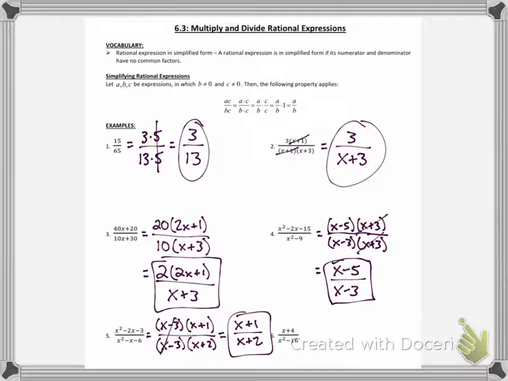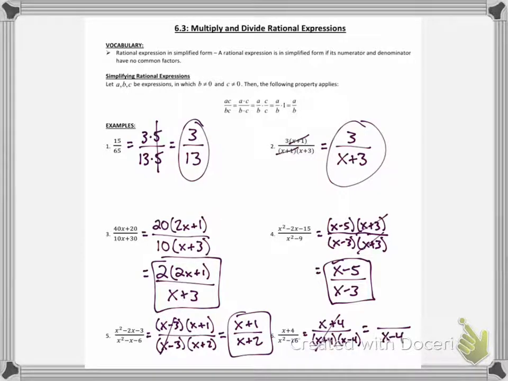And in the final example, up at the top, occasionally you'll have an expression that just will not factor. X plus 4, there is nothing to factor, so we're going to leave it alone. X squared minus 16 is a difference of squares, so that becomes x plus 4, x minus 4. The x plus 4's will cancel out.